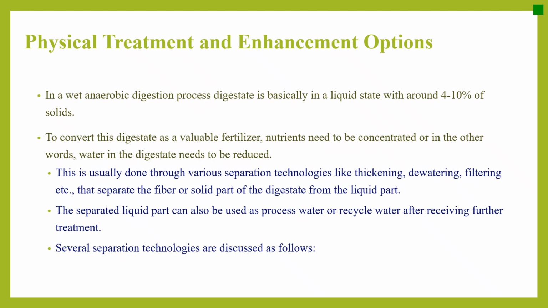Physical treatment and enhancement options. In a wet anaerobic digestion process, digestate is basically in a liquid state with around 4 to 10% of solids. To convert this digestate into a valuable fertilizer, nutrients need to be concentrated, or in other words, water in the digestate needs to be reduced. This is usually done through various separation technologies like thickening, dewatering, filtering, etc. that separate the fiber or solid part of the digestate from the liquid part. The separated liquid part can also be used as processed water or recycled water after receiving further treatment. Several separation technologies are discussed in the following slides.